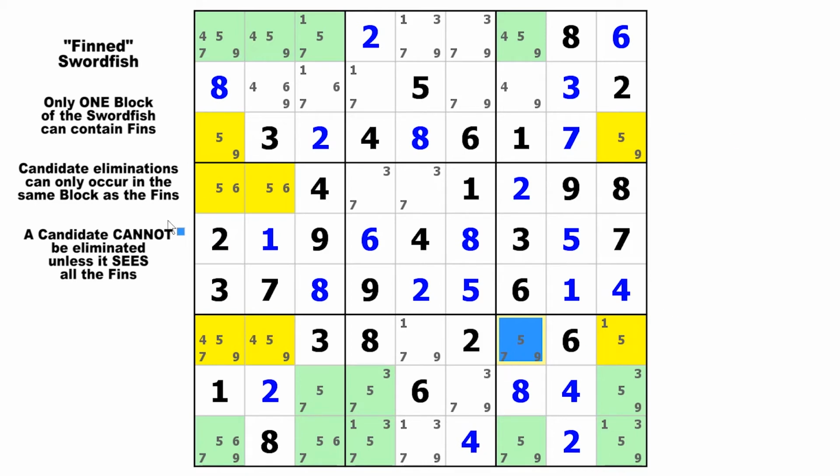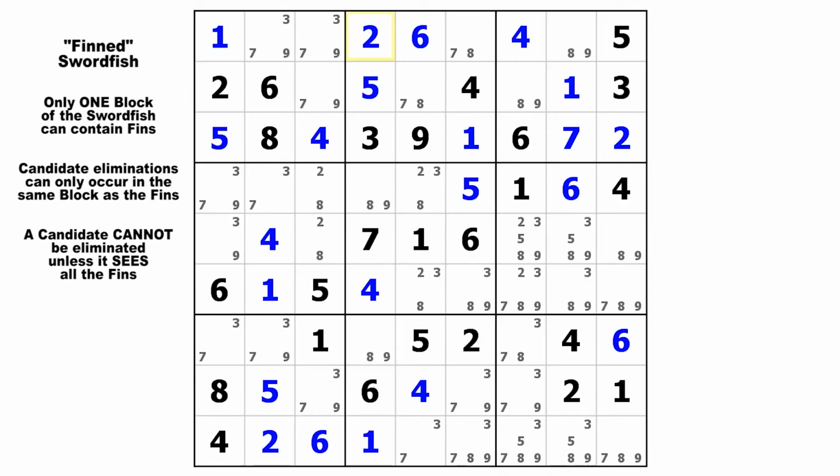So there's your swordfish, and there's a fin. The base sets are in the rows, so the eliminations will be in the columns, and you can eliminate these 2 candidate 5s out of column 9 because they see the fin. You can eliminate that one and that one. Okay, next puzzle.